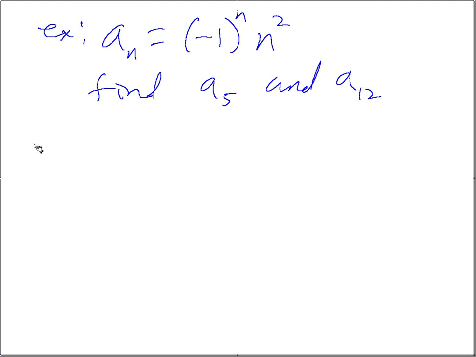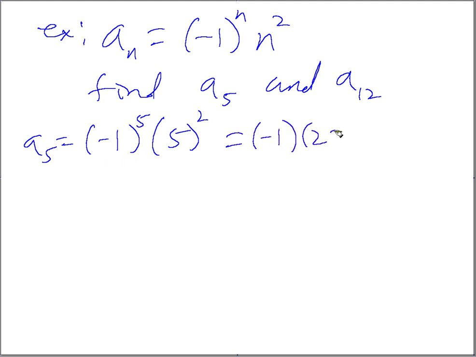Well, again, just plug it in. So a sub 5 is going to be what? Negative 1 to the 5th power times 5 squared. Now, negative 1 to the 5th is what? Negative 1, right? So that's negative 1 times 25, 5 squared, right? Or negative 25 for the 5th term.